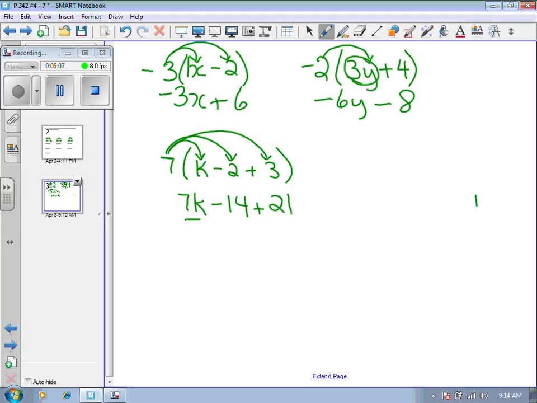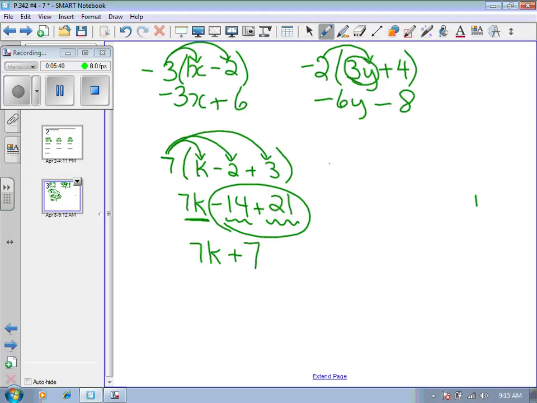So now we have apples, we have oranges, and we have some more oranges. So what can we do with the oranges? Group them as well. So 7k, what's 21 minus 14? 21 minus 14 leaves us with 7. So we have to be careful here because we do have two terms that we can add and subtract. So when it's a 3-term one like this, we have to watch.